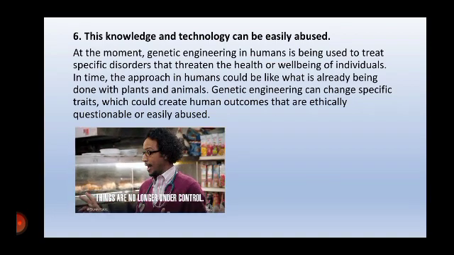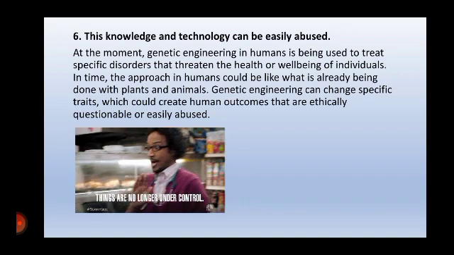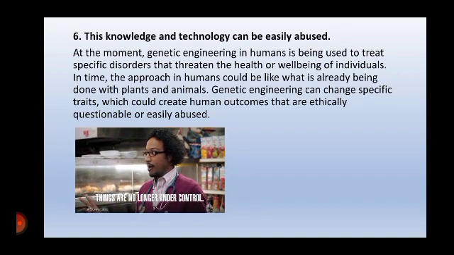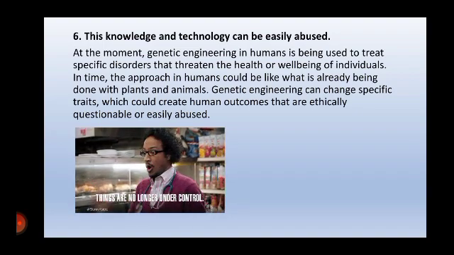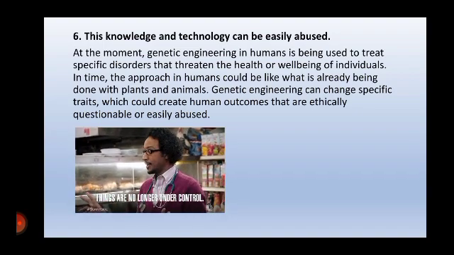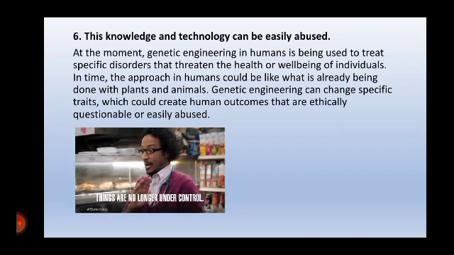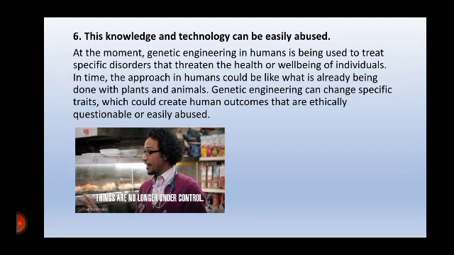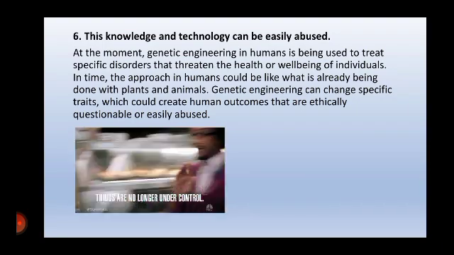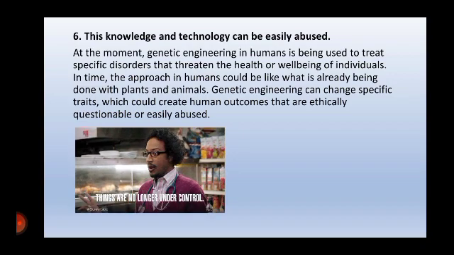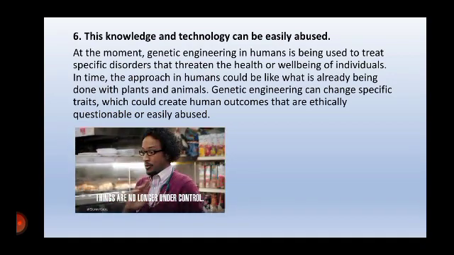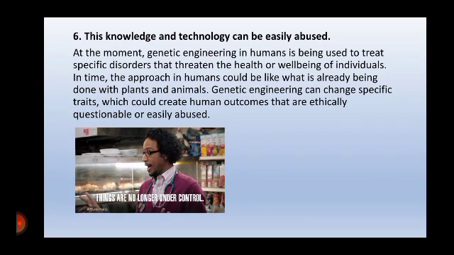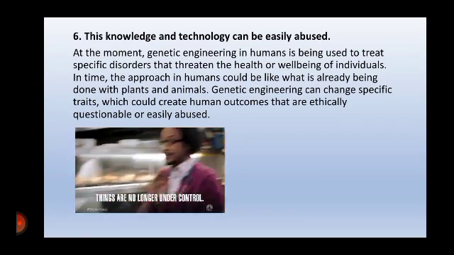And lastly, this knowledge and technology can be easily abused. At the moment, genetic engineering in humans is used to treat specific disorders that threaten the health or well-being of individuals. In time, the approach in humans could be like what is already being done with plants and animals. Genetic engineering can change specific traits, which would create human outcomes that are ethically questionable or easily abused.